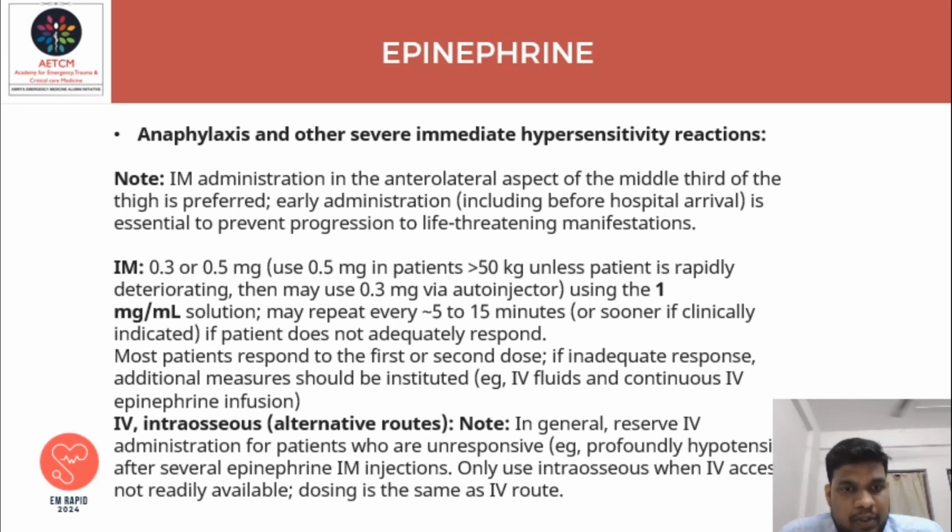Coming to the intravenous or intraosseous route. In general, reserve IV administration for patients who are unresponsive to multiple intramuscular administrations. Only use intraosseous when intravenous access is not readily available. Dosing is the same as the IV route. So basically, we can give the drug by IM route at 0.3 or 0.5 mg. After giving multiple doses of IM, if the patient is not responding, then we can give via intravenous or intraosseous route.